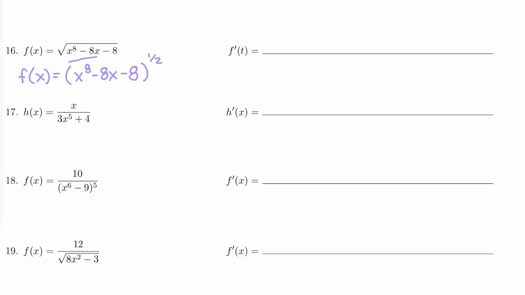I'm going to start by bringing down that power. So the 1/2 is going to go out front. And I'm going to subtract 1 for the new power. So 1/2 minus 1 is a negative 1/2. The original is going to be raised to our new power. So bring down that power, subtract 1 from the new power, put the original back on the inside.